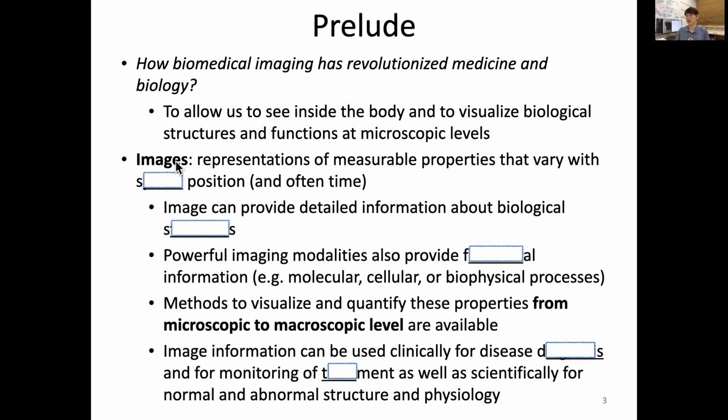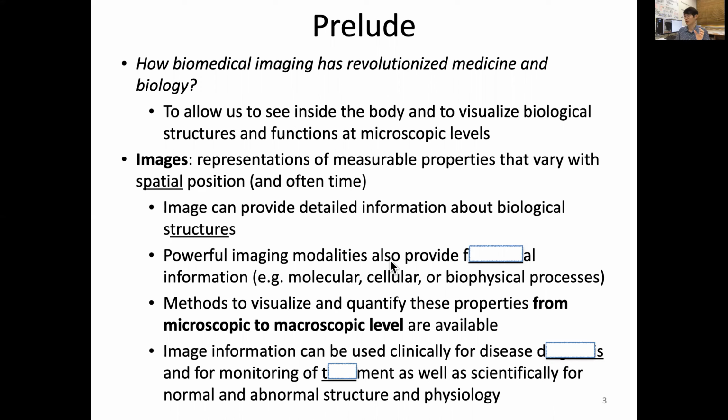So what is an image? An image is a representation of measurable properties that vary with spatial position. And if we have multiple images taken at different time points, then we can start to understand the dynamic nature of the subject. So images can provide detailed information about biological space, so these are structures, okay?